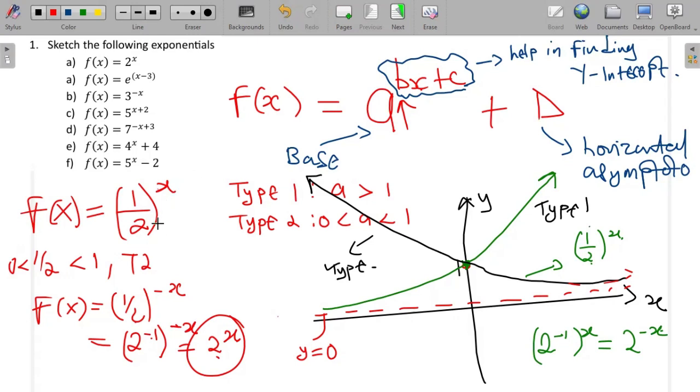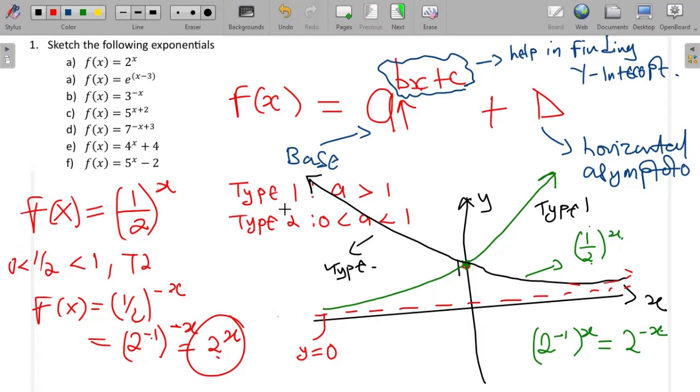Okay, so those are some of the things that you need to know in order to sketch these exponential functions. But the most important thing is to know the base. Then you say, okay, this base is greater than 1, so this is a type 1, or this base is between 0 and 1, so this is a type 2. When the base is greater than 1, it's a type 1. When it's between 0 and 1, it's a type 2.